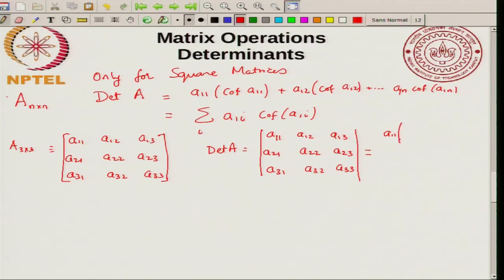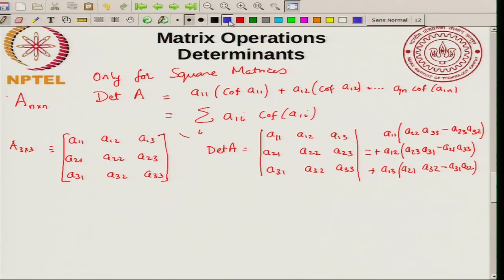So it is A11 times A22 into A33 minus A23 into A32, plus A12 into A23 into A31 minus A21 into A33, plus A13 into A21 A32 minus A31 A22. So it's a sum of three terms. Just as you can see from this expression, it's a sum of three terms.